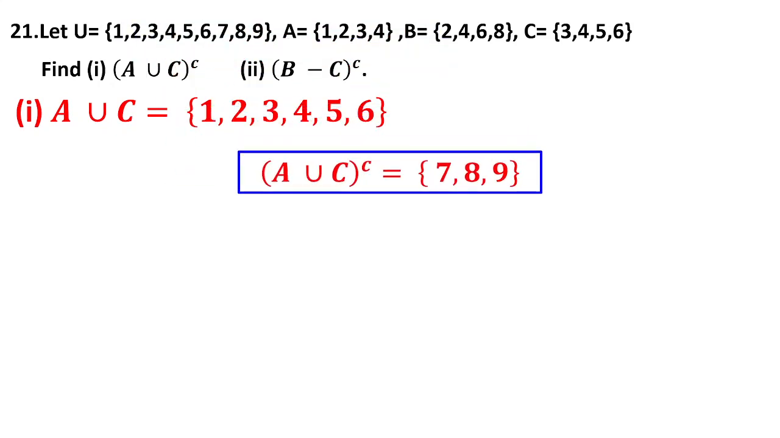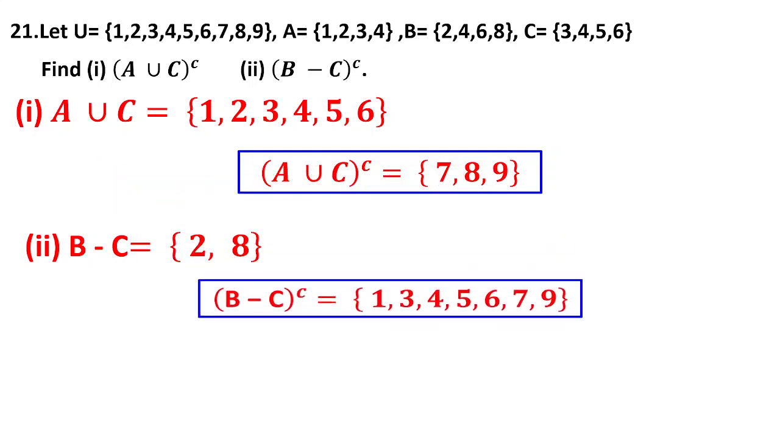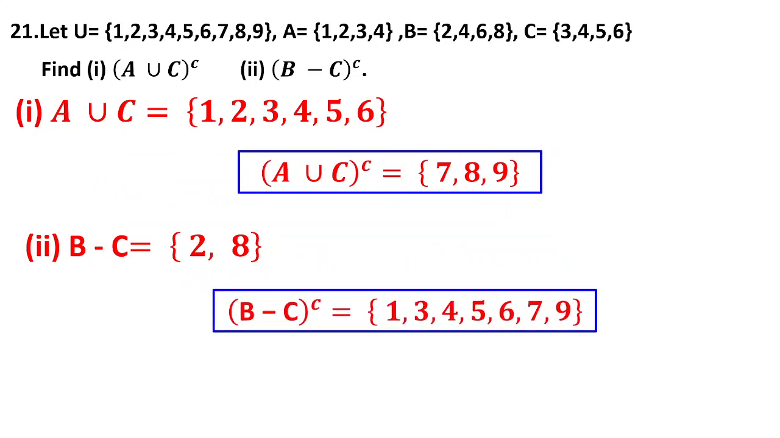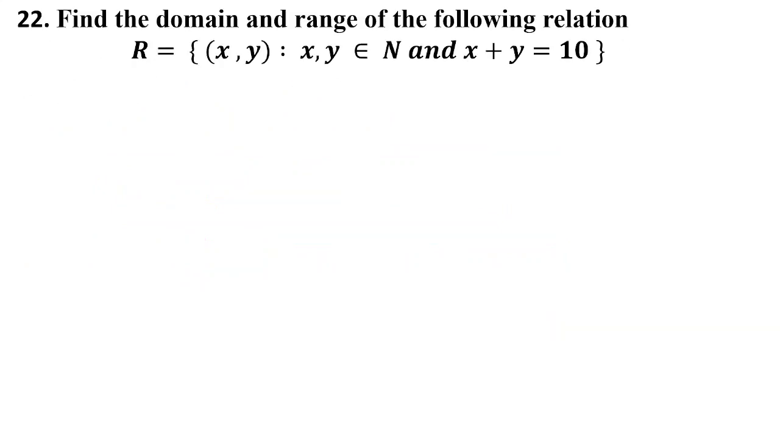Its complement is the elements which are not in A union C but in the universal set. Therefore, 7, 8, 9. Similarly, what is B minus C? The elements in B but not in C. Therefore, 2 and 8. Its complement will be the elements which are not in B minus C but in the universal set. Okay.